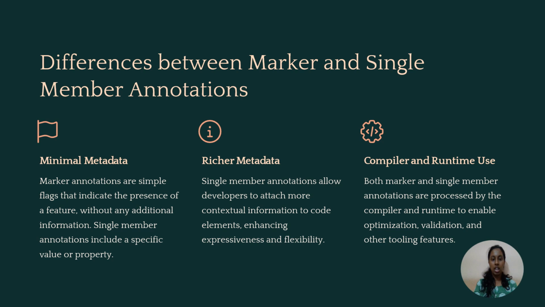Difference between marker and single member annotations. Minimal metadata. Marker annotations are simple flags that indicate the presence of a feature without any additional information. Single member annotations include a specific value or a property.